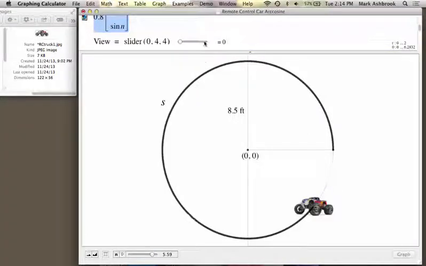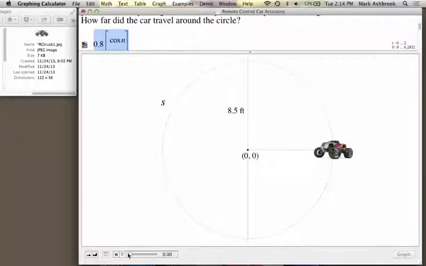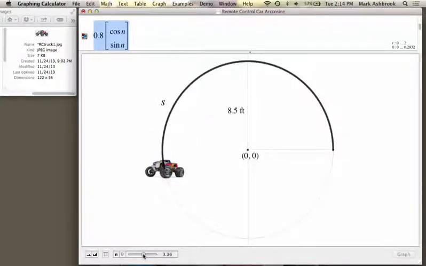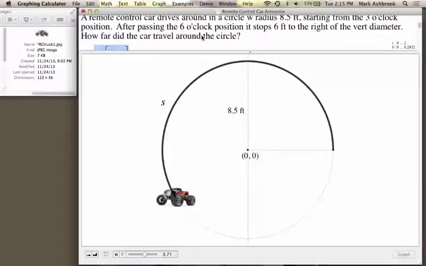All right, so here it goes. It's going to start at the 3 o'clock position. It's going to go in a circle of radius 8.5 feet, and it's going to stop 6 feet to the left of the vertical diameter. Something like that. Okay, so here's the setup.